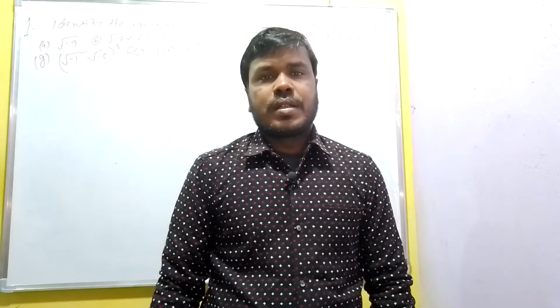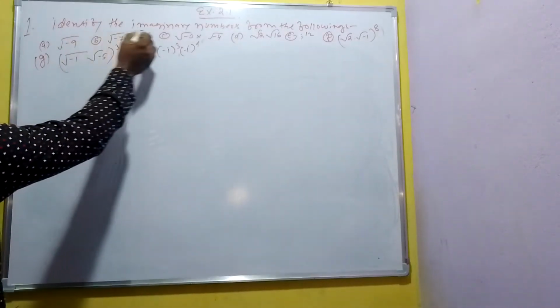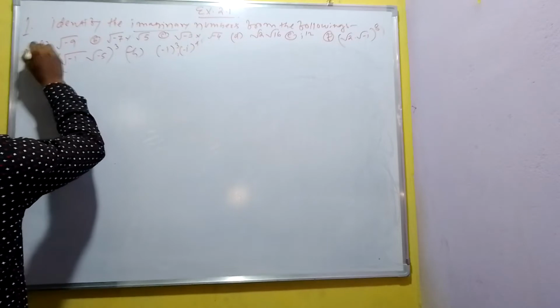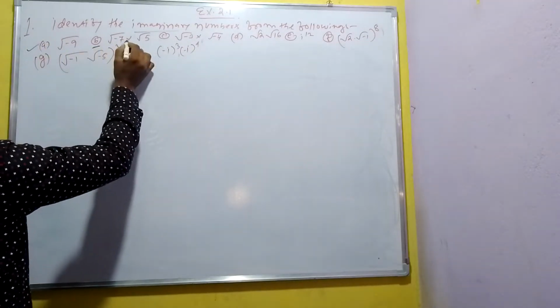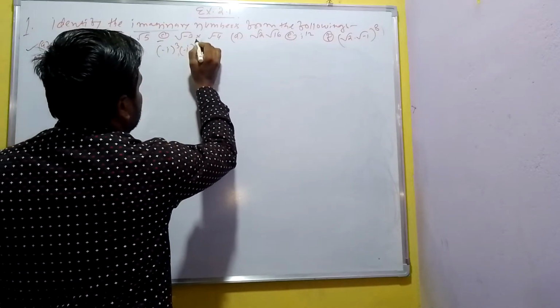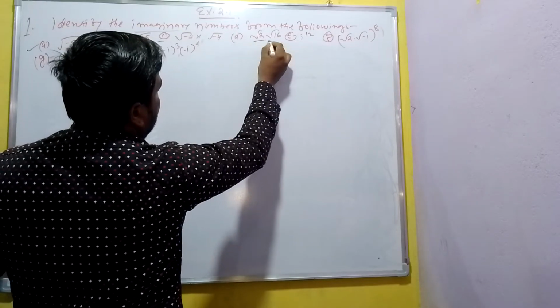Now we start Advanced Math class 10, exercise 2.1, question number 1. Identify the imaginary numbers from the following. Number A, under root minus 9. Number B, under root minus 7 into under root 5. Number C, under root minus 3 into under root minus 4. Number D, under root 2 under root 16.